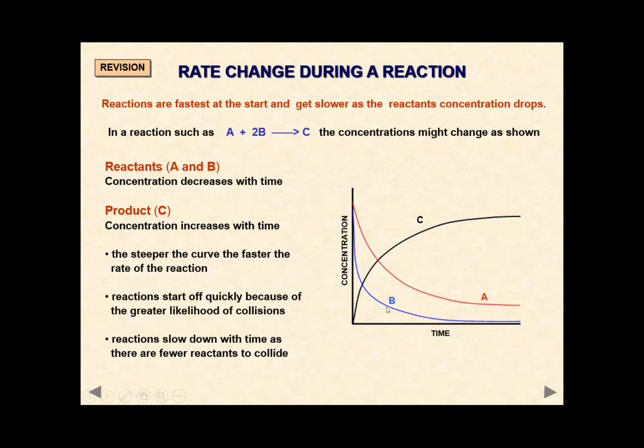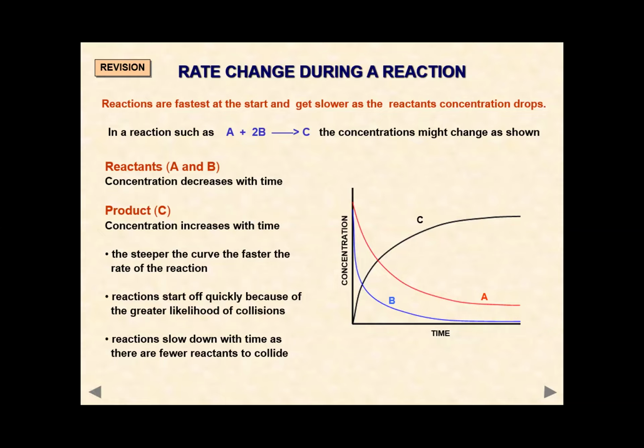Then what does it mean? That A is also used up, but B is being used up fast. So the rate of the reaction with respect to B would be faster as compared to A. Why? The curve is steeper. Yes? All right. Now, this is all about the rate. We have covered rate.